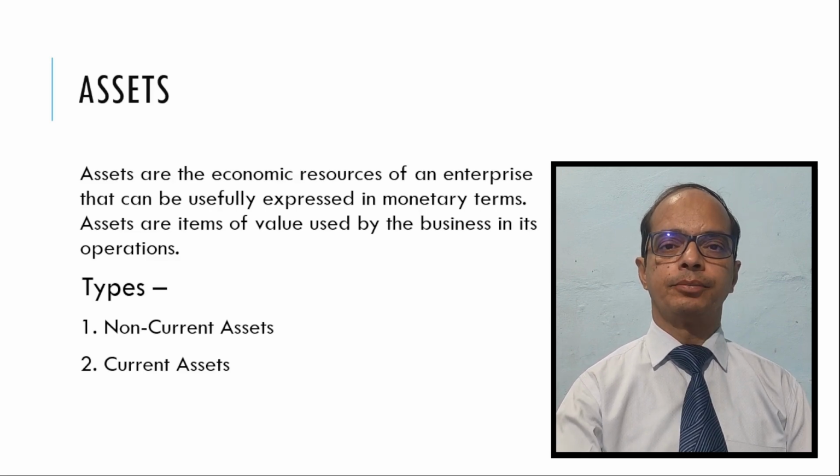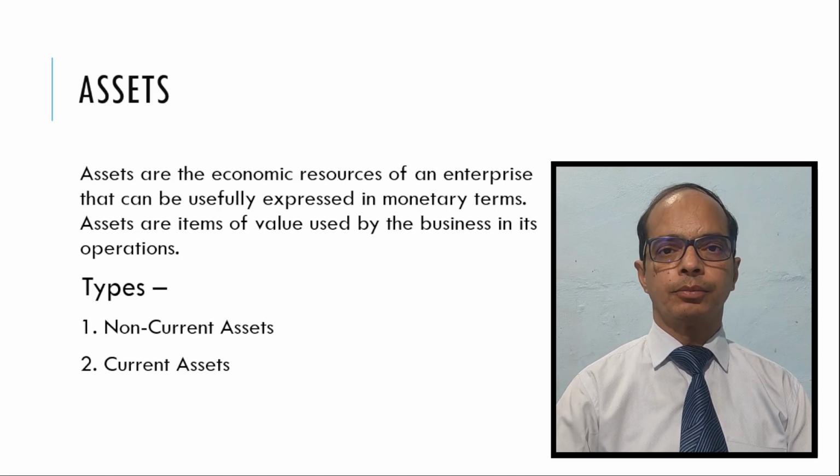What are assets? All valuable things owned by the business institution which increase profit earning capacity are known as assets. You can say that these are the economic resources of any business organization, and these are always presented in monetary terms. These assets are used for earning profit. There may be different types of assets. Mainly, there are two broad categories of assets: one, non-current assets, and the other, current assets.